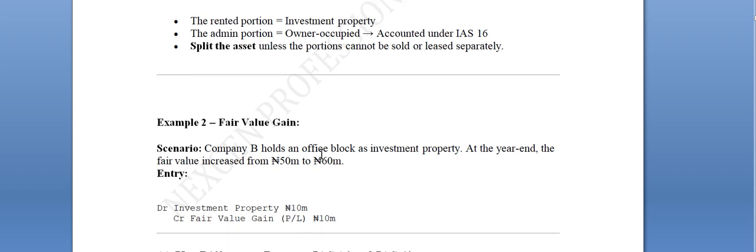Example 2, Company B holds an office block as an investment property. At the year end, the fair value increased from 50 million to 60 million. What do you do? Very simple. Debit investment property with the 10 million increase, credit fair value gain 10 million. Simple as ABC.